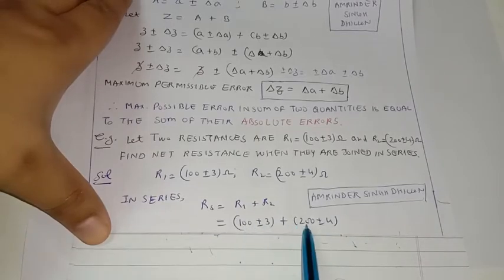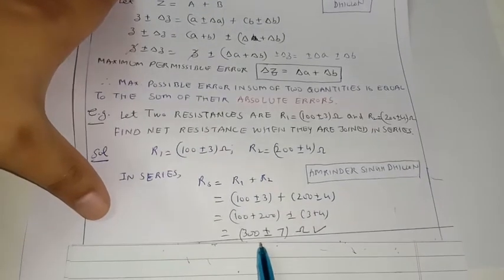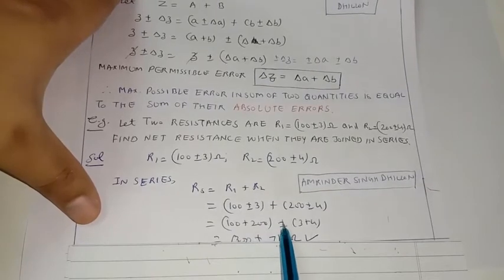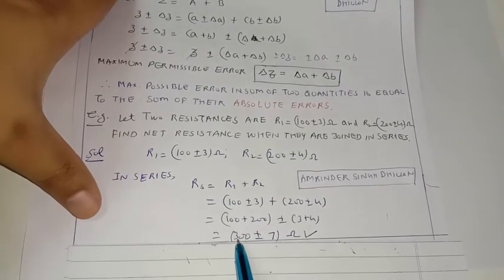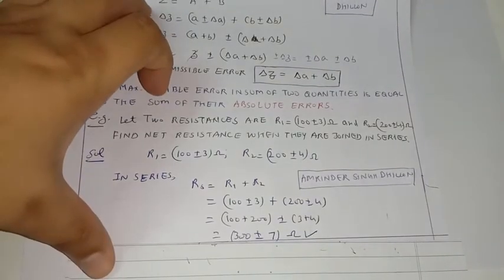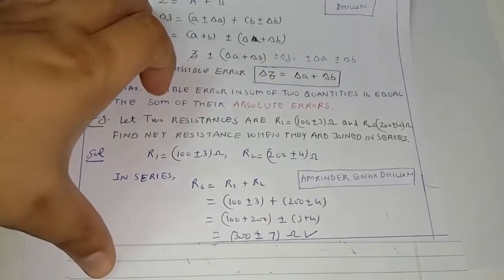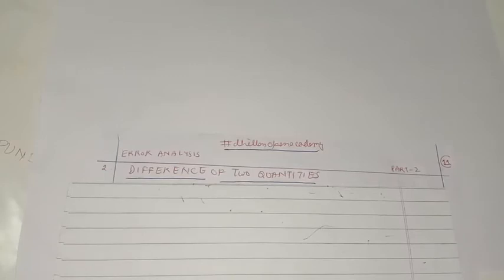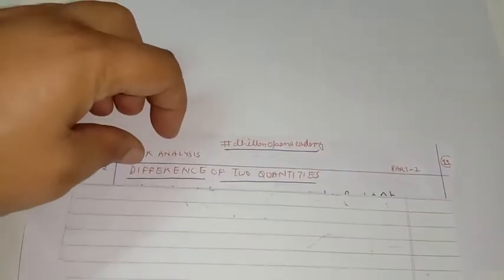So 100 and 200 are the real parts, or absolute parts, of R1 and R2. 3 and 4 are the absolute errors. So this is A, delta A, this is B, this is delta B. So the final result will be equal to 100 plus 200 plus minus 3 plus 4, that is equal to 300 plus minus 7. So the final result is 300 plus minus 7 ohm. This means that the absolute value of the resistance in series is equal to 300 ohm and the error in it is 7 ohm.